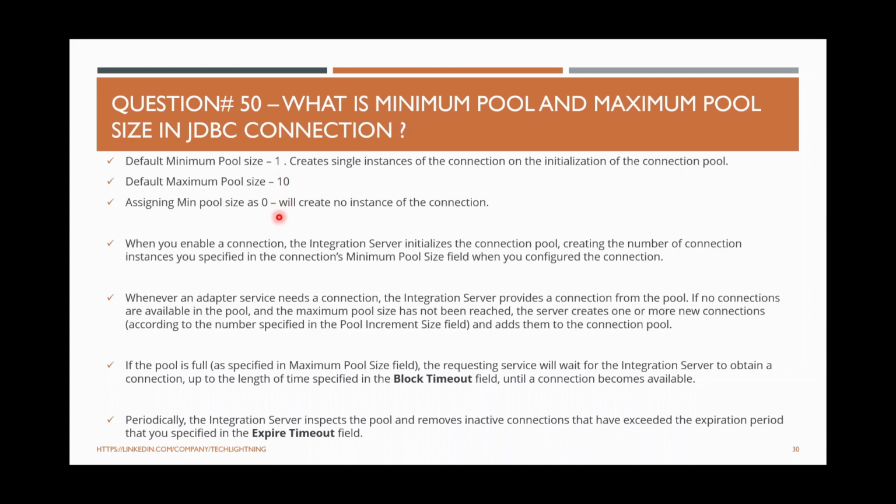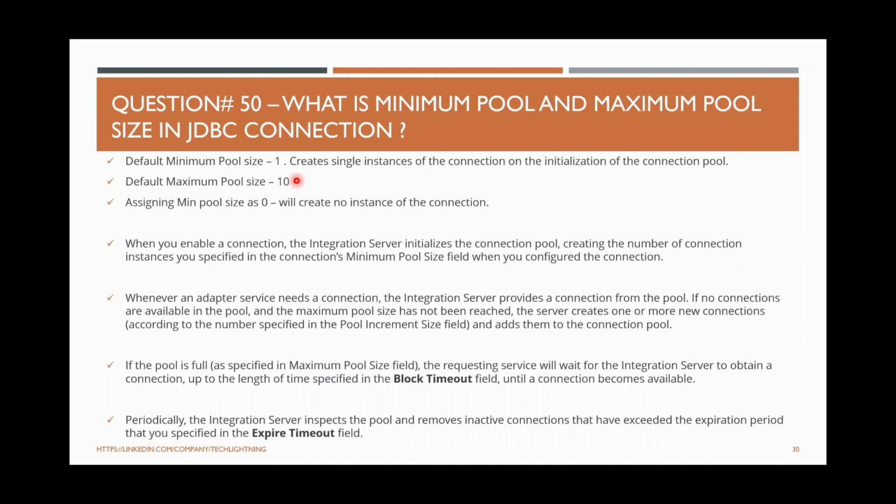If you specify 0, then it will create no connection at the time of instantiation. If you enable a connection, it will not create any connection, so it will keep 0 only. So what are this 1 and 10? 10 is the maximum. For example, if your adapter service is calling the database using one connection, and you are calling another table, or you are getting multiple calls to the same service at the same time, they will try to use all the connections from this pool. Whenever a connection is used and completed, it is released back to the pool so that it can be used again.